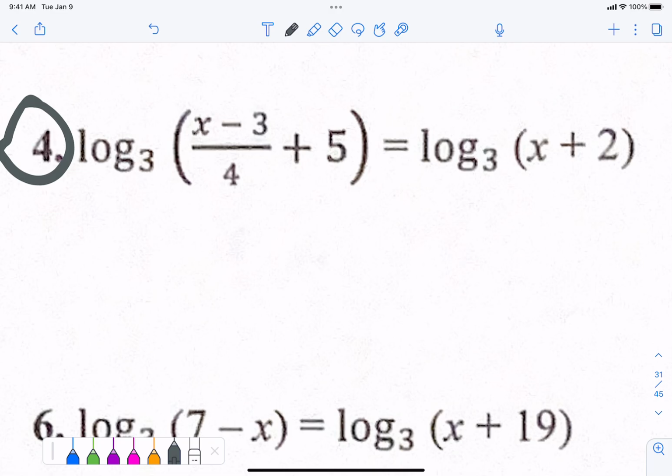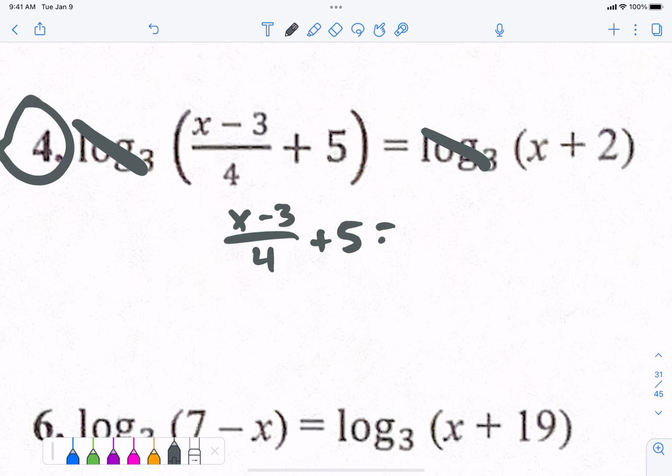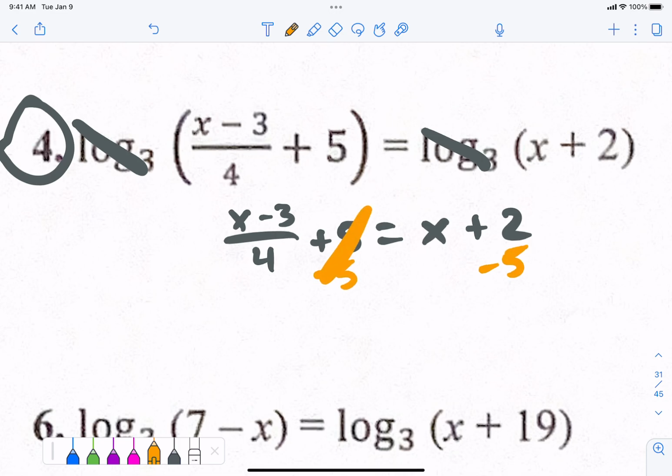Number 4. Toby says, can we take the log of 3 and cancel? So x minus 3 over 4 plus 5 equals x plus 2. Divided by 4? Not that bad. Multiply by 4? No, I don't want to do that next. I want the 5 on the side. Move the 5 to the other side. That's what you have to do first.